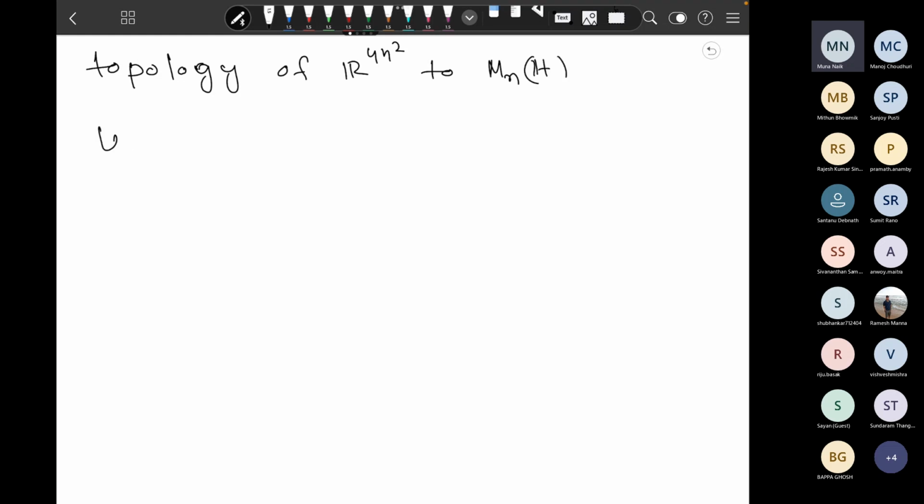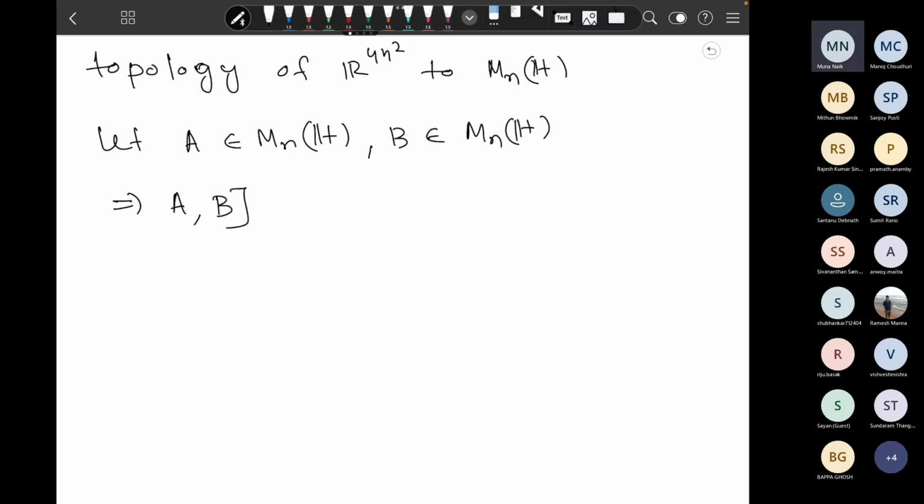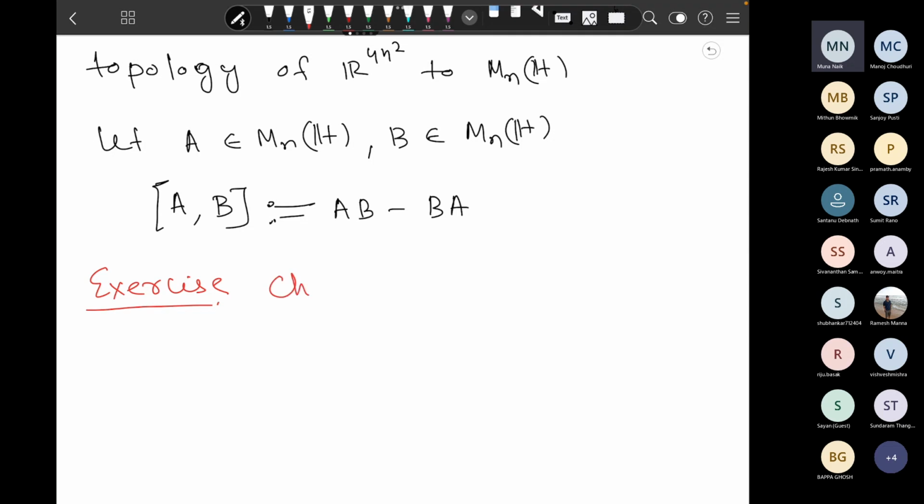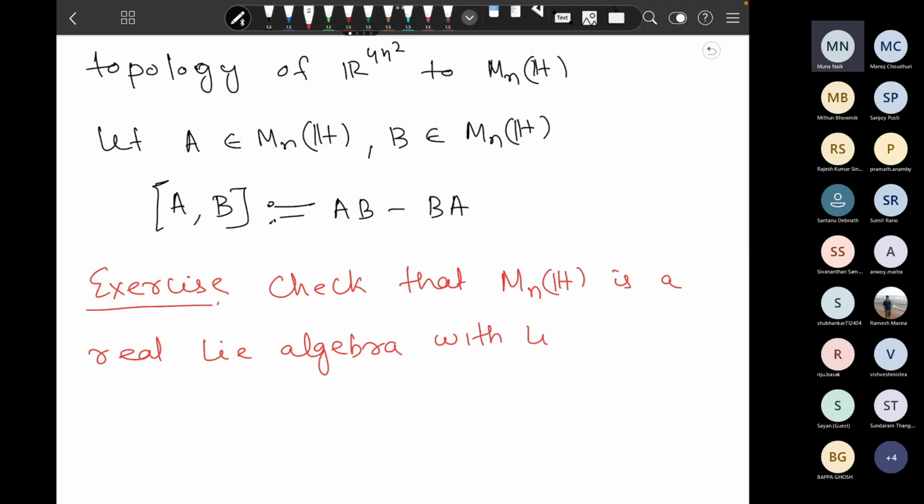Now let A belong to M_n(H) and B belong to M_n(H). Define the Lie bracket of A and B in the usual way: [A, B] = AB minus BA. Exercise: check that M_n(H) is a real Lie algebra with the Lie bracket defined above.